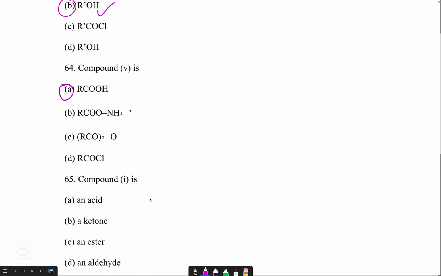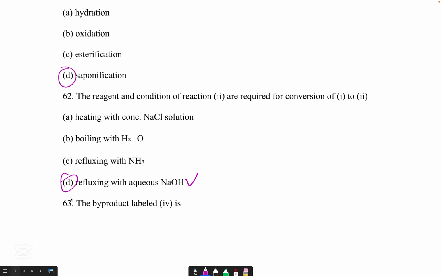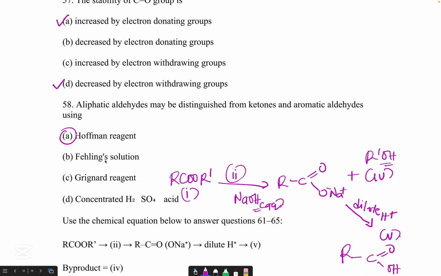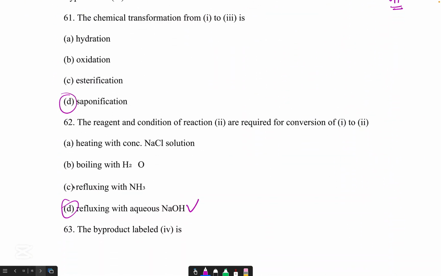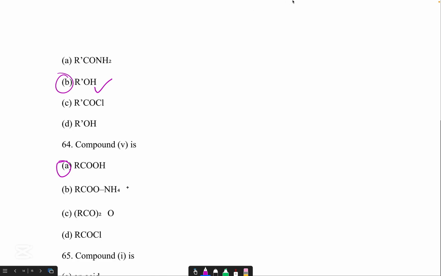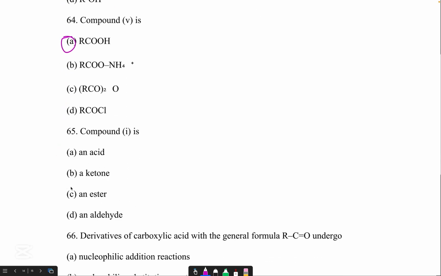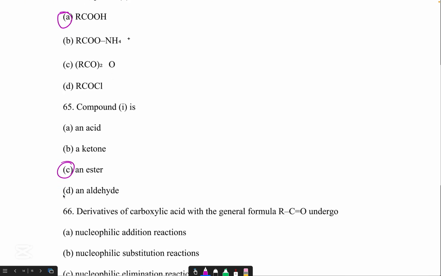The compound I is what? They are asking you about compound I. Look at that question. I is what? An ester. This is the general formula of the ester functional group. So compound I is an ester. All right. So option A, the correct answer.